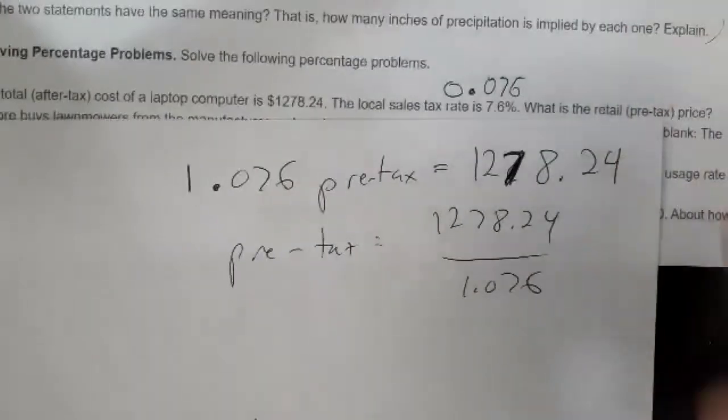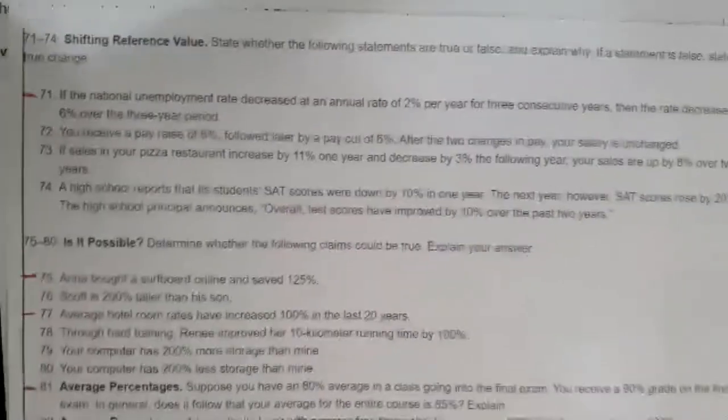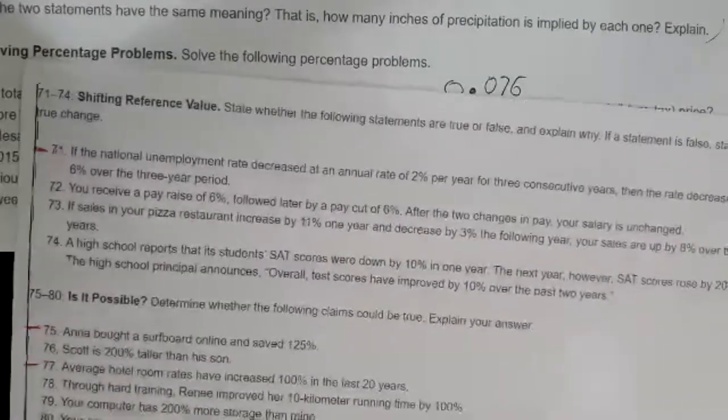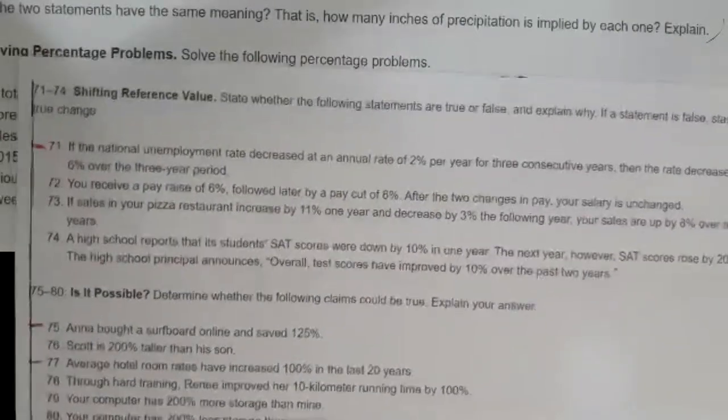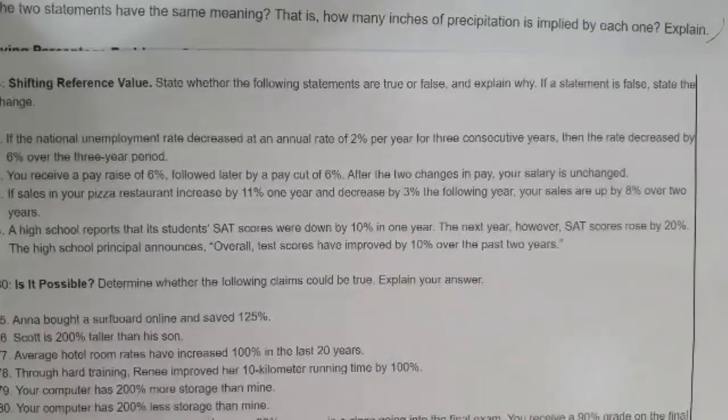Okay. 7. What's the next one? 71. Okay, well, let's get on with 71. If a national unemployment rate decreased in 3 consecutive years, then the rate decreased by 6% over the 3-year period. Okay, so I think we have gotten through the section that they call uses of percentages. Now they're trying to see if they can throw you something that might go awry.